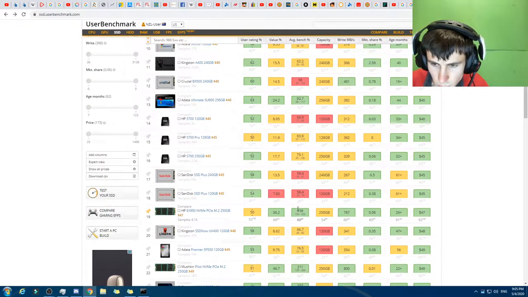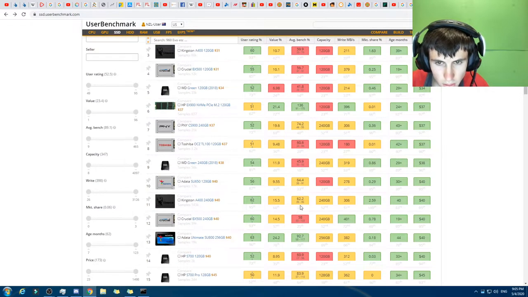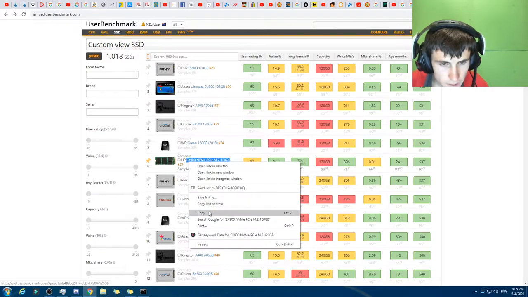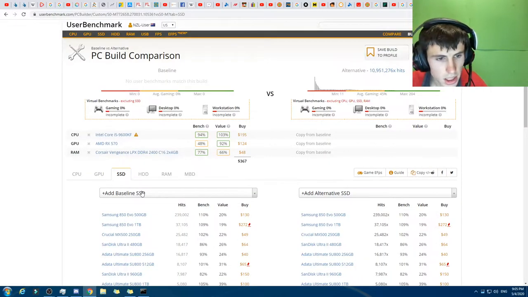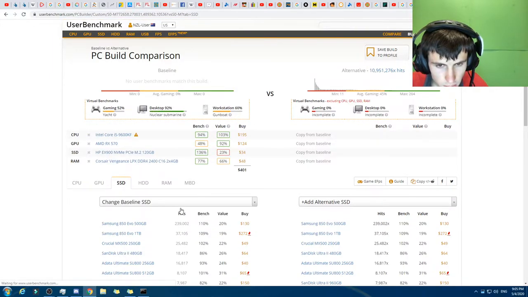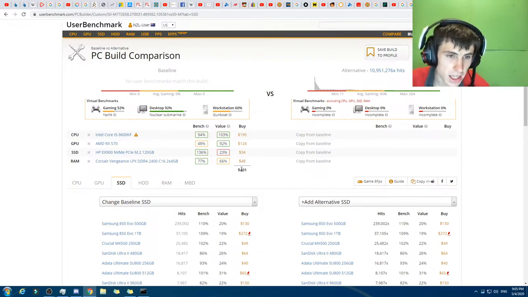It'd be good to go with that one. Okay, anyway, we'll go with this one again. There we go, copy, and we'll come back to here. Baseline SSD, that one there. Bam, 401. That's without an HDD. I mean, you could get by with that again, like the last one.